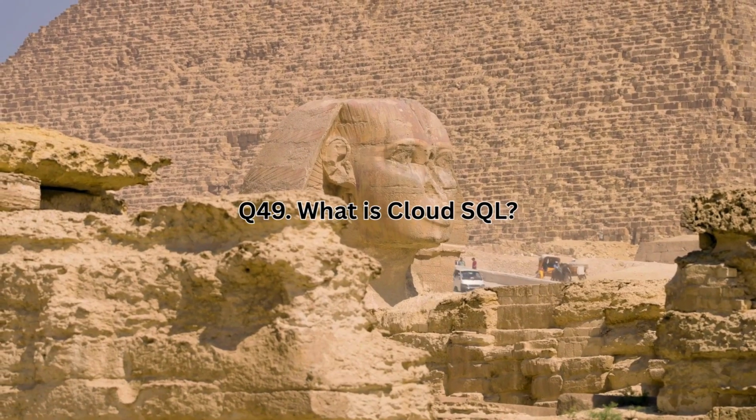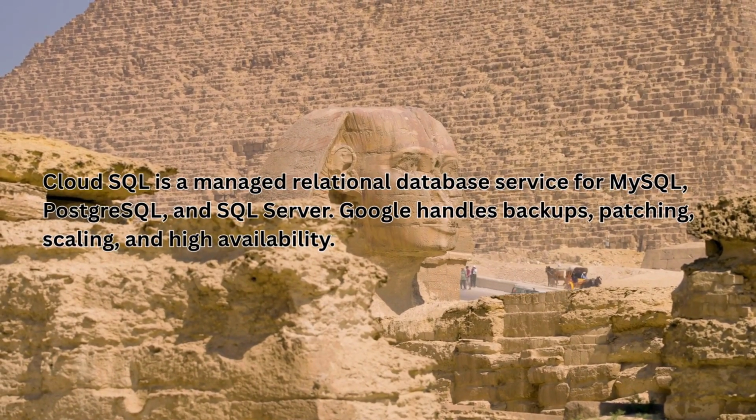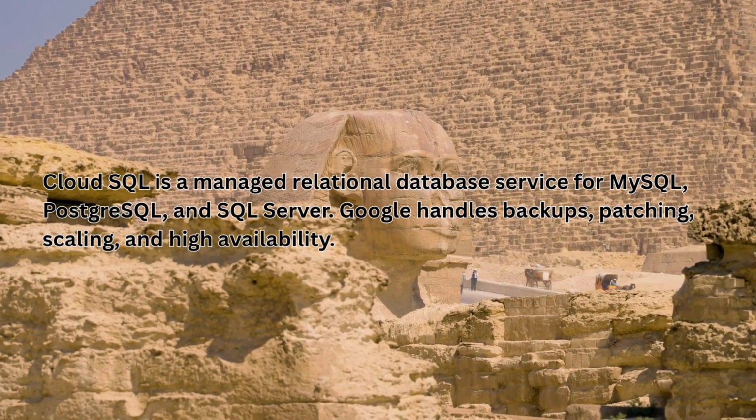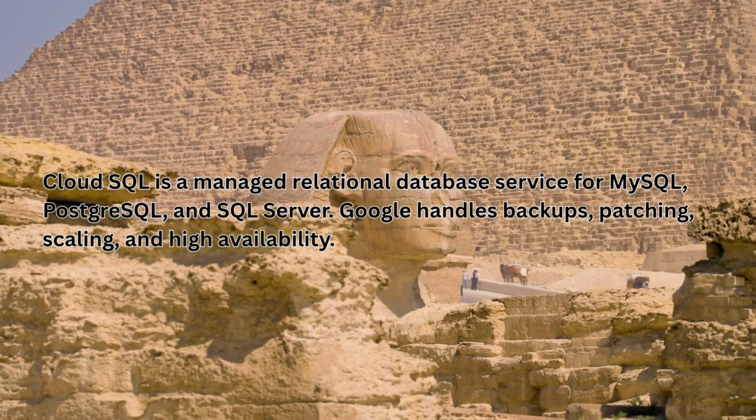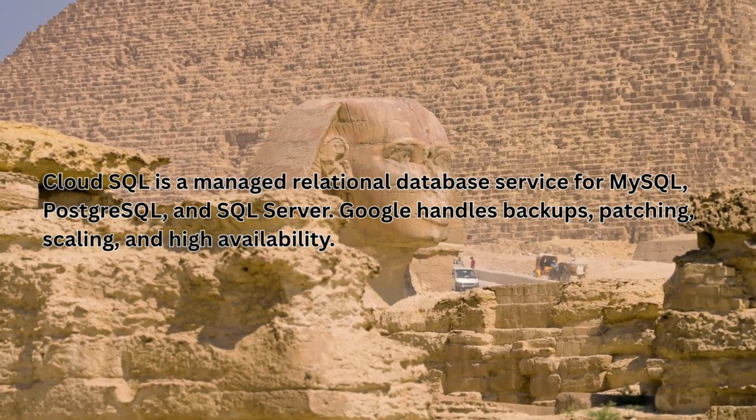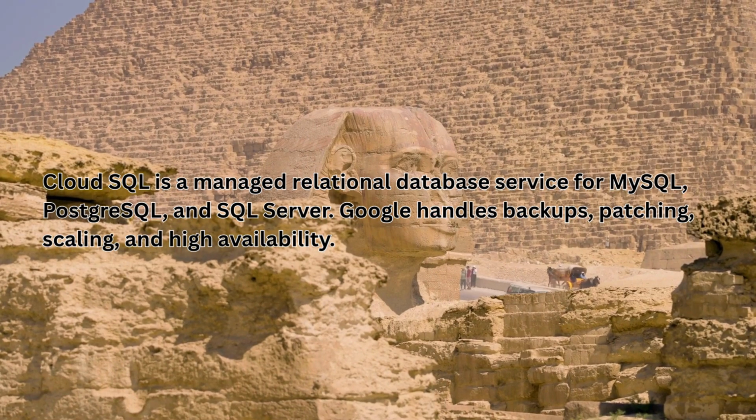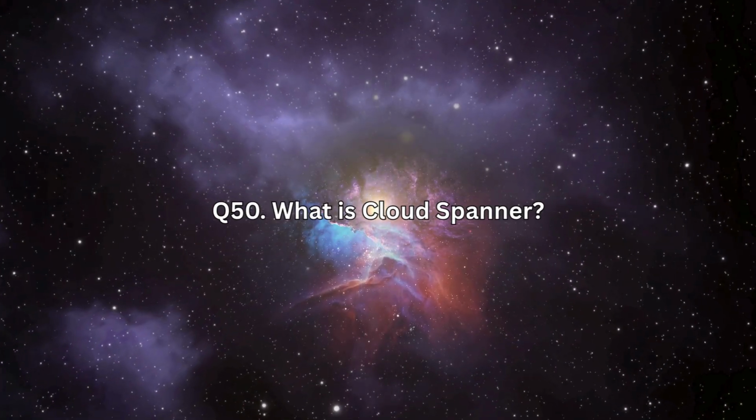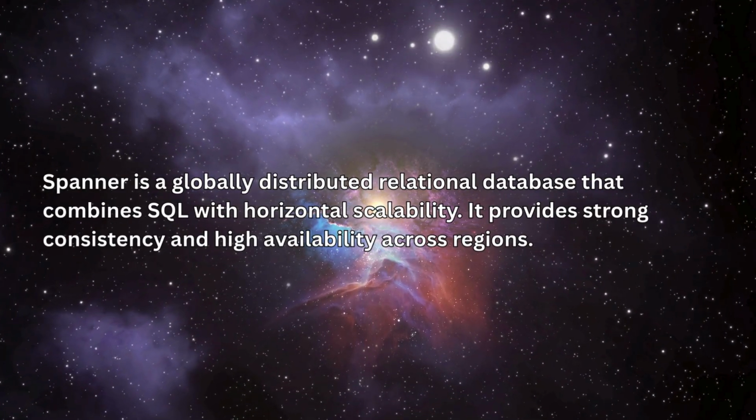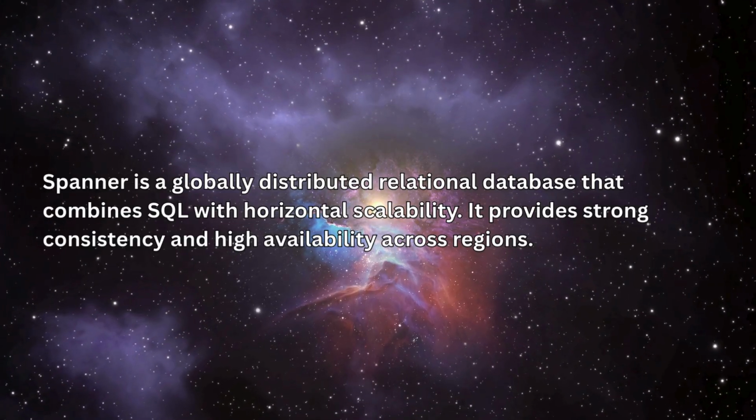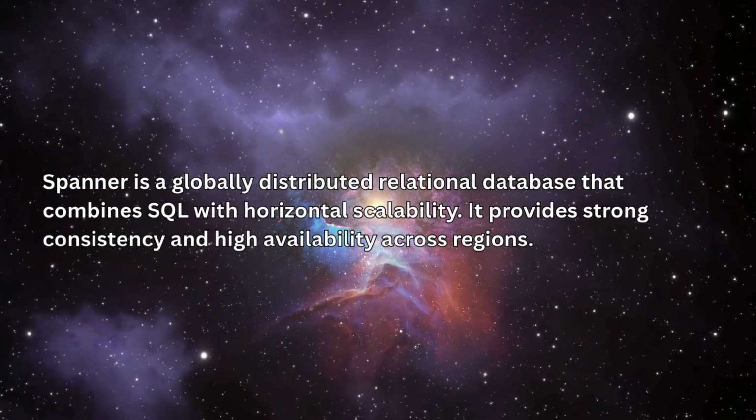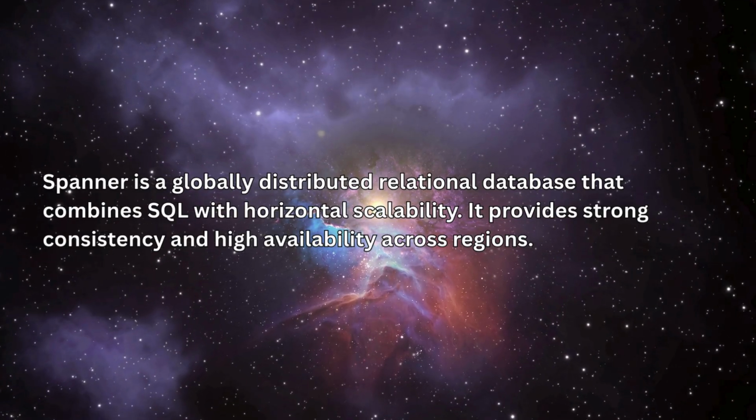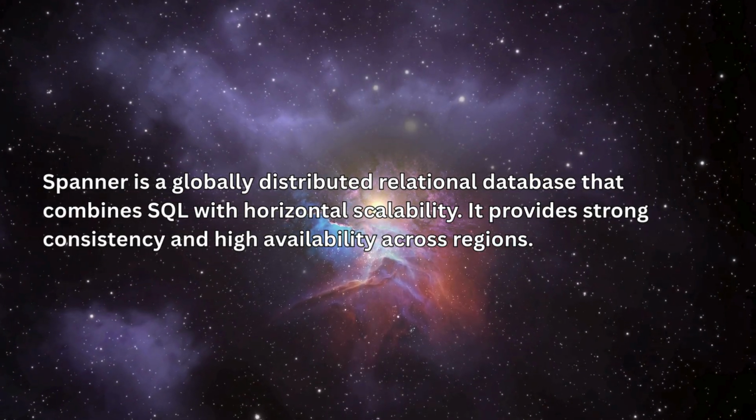What is Cloud SQL? Cloud SQL is a managed relational database service for MySQL, PostgreSQL, and SQL Server. Google handles backups, patching, scaling, and high availability. What is Cloud Spanner? Spanner is a globally distributed relational database that combines SQL with horizontal scalability. It provides strong consistency and high availability across regions.